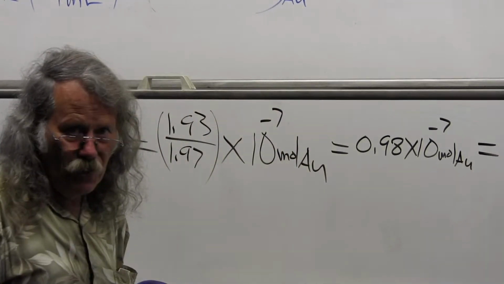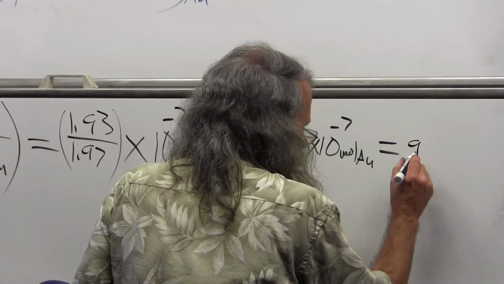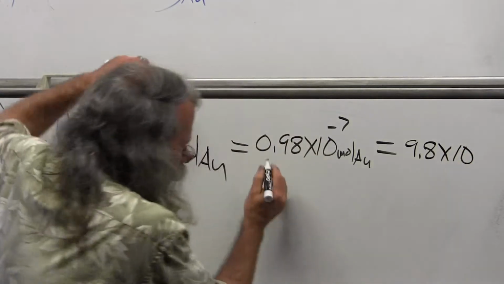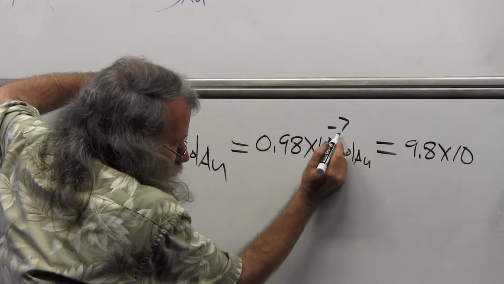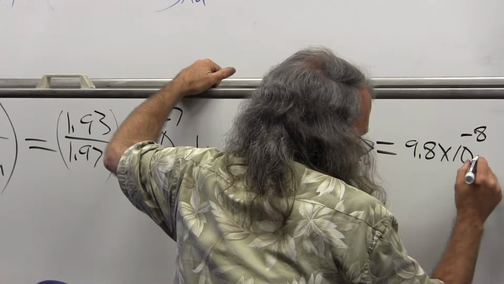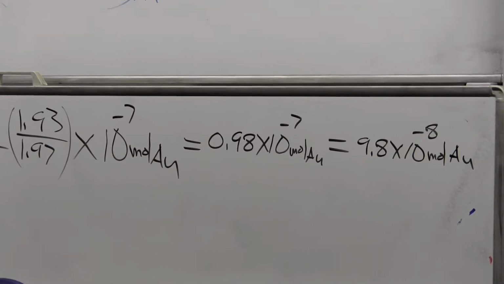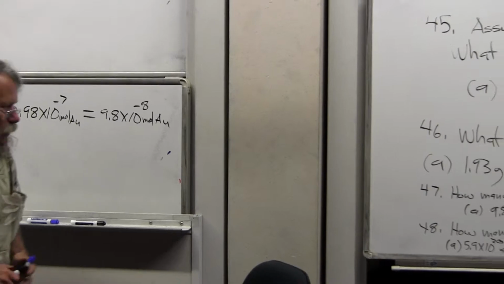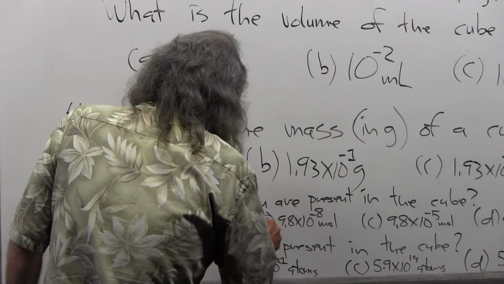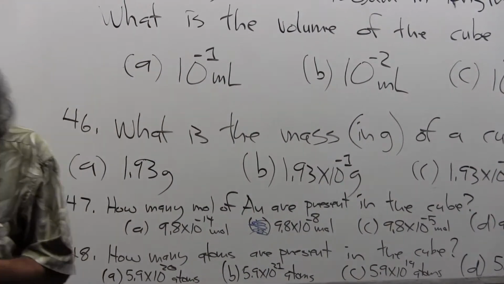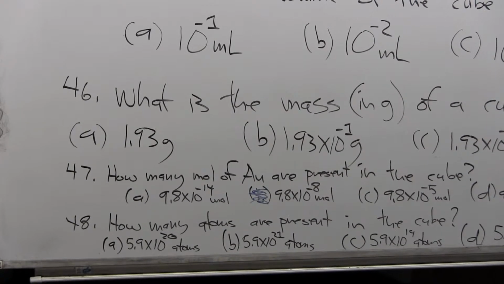And now this is not the standard format. We have to have some number between 1 and 10. So that would be 9.8 times 10. And now I move the decimal point to the right. So that means it's going to go from minus 7 to minus 8 moles of gold. And so our answer is 9.8 times 10 to the minus 8. So the order of magnitude is minus 8. And let's see which one of these. Well, option B is the right answer.